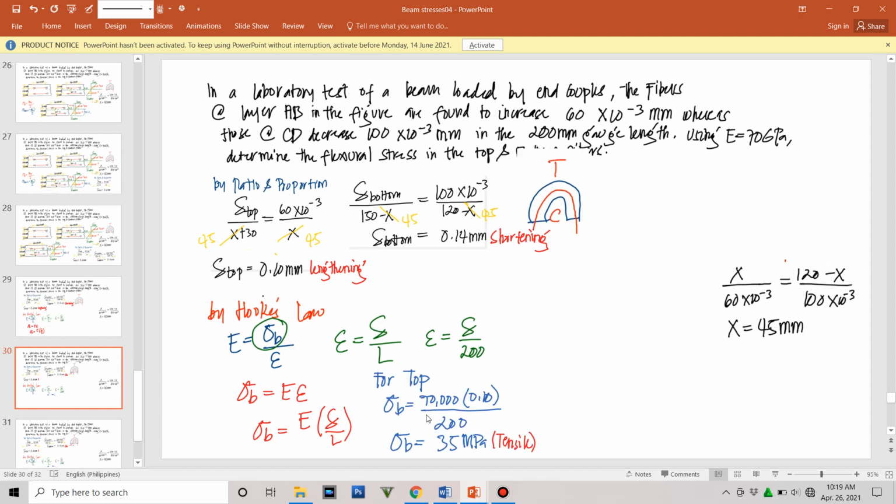For top, we'll just have to substitute. E here is 70,000 times 0.1. 0.1 here is the delta on top, okay, this one, divided by the gauge length, that is 200, okay. So by manipulation, bending stress is 35 megapascal. So this is actually in tension.